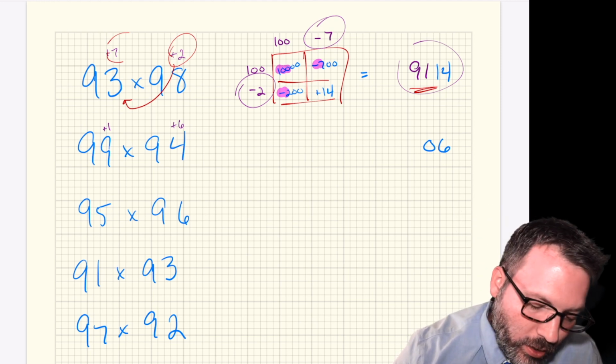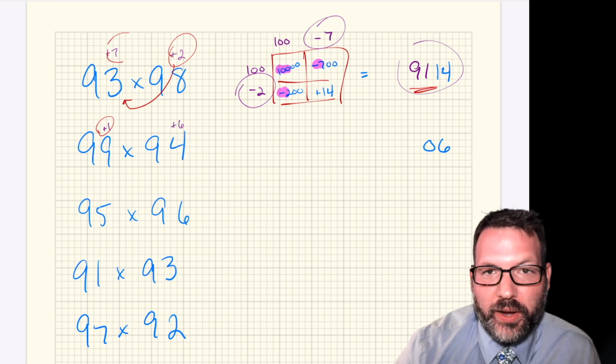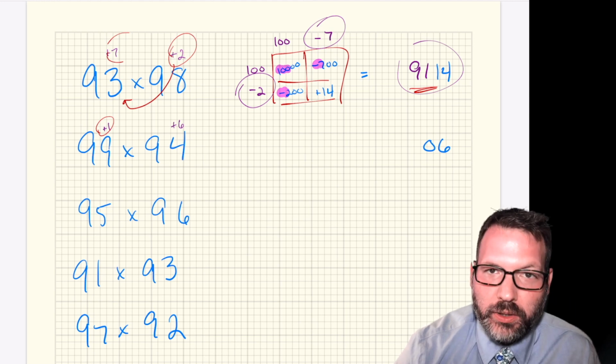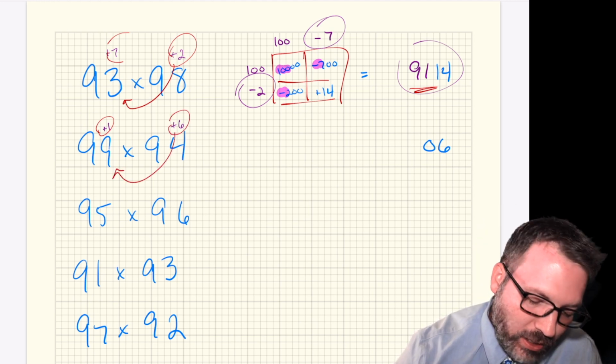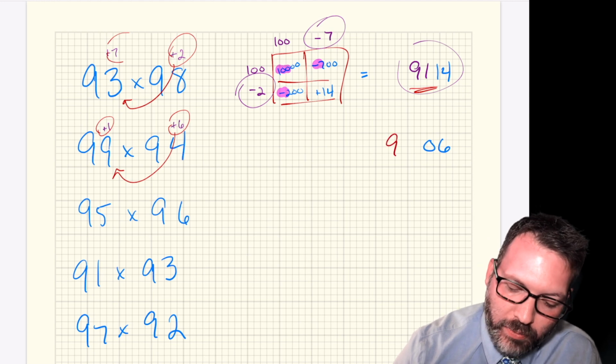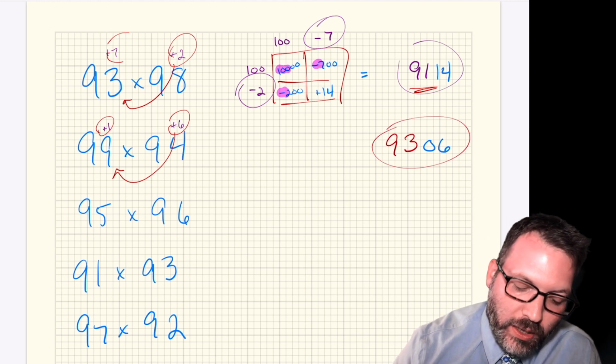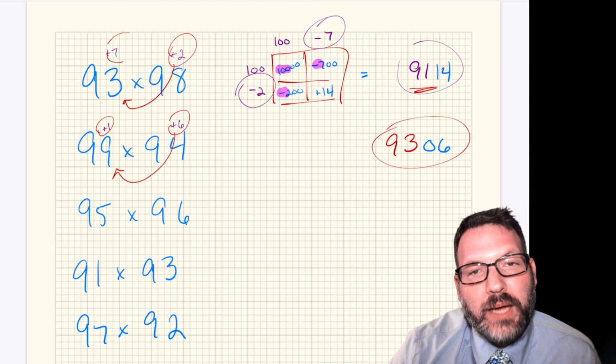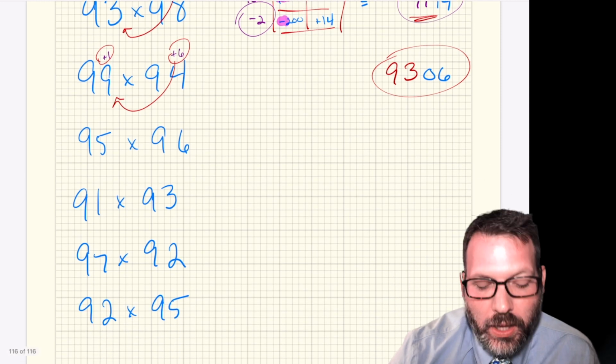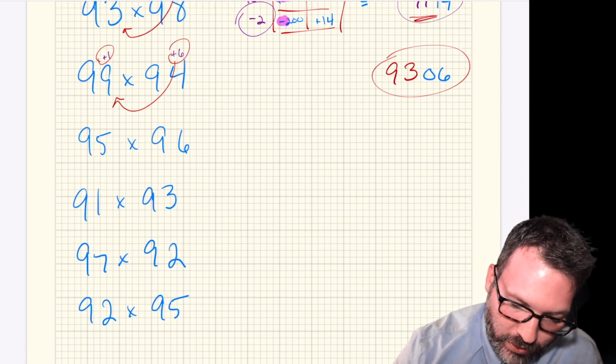And the same thing is true here. 99 is already 1 away from 100, 1 less than 100. Let's just take away these 6 from the 99. 99 minus 6 is 93. And that is indeed the product, 9,306. Let's do a few more. You can try and beat me on these if you like.